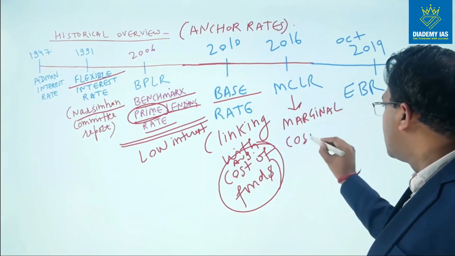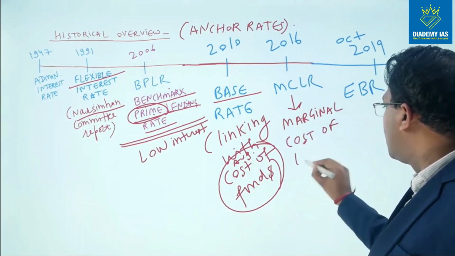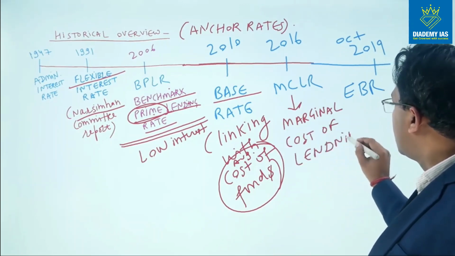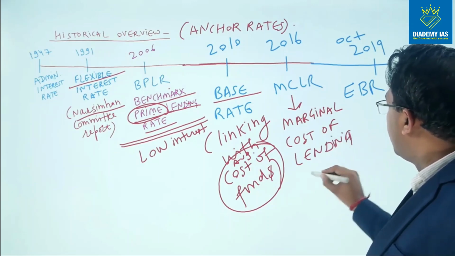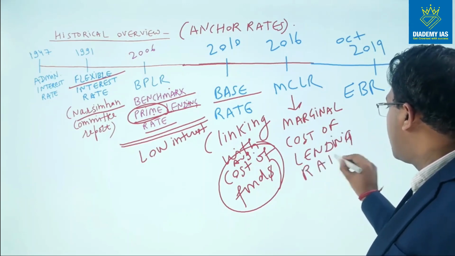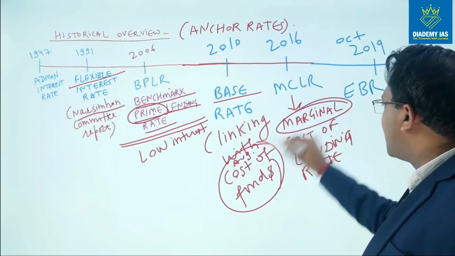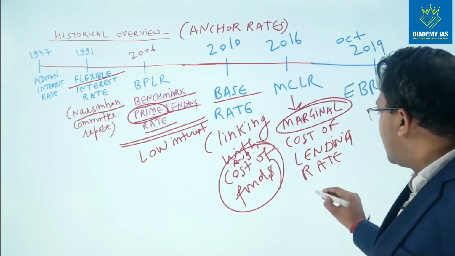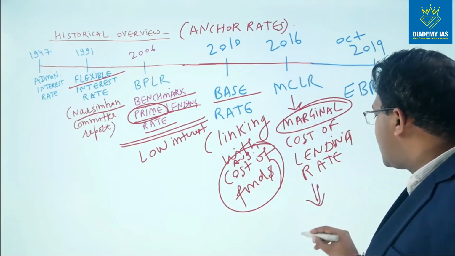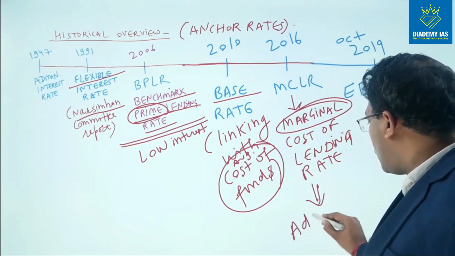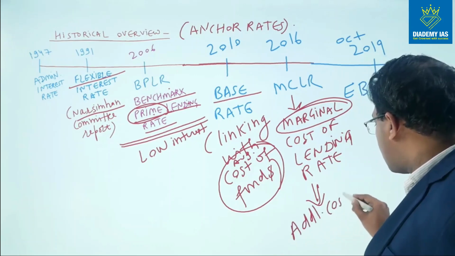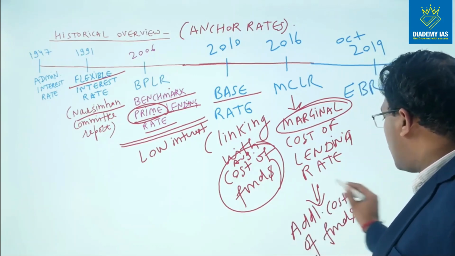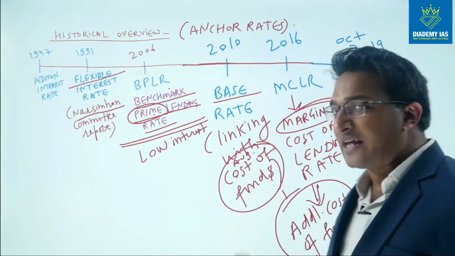cost of lending based rate, MCLR. So here the word marginal means additional cost of lending rate, right? So this MCLR is based upon the additional cost of funds. Again, I will discuss this additional cost of fund and the average cost of fund separately, right?